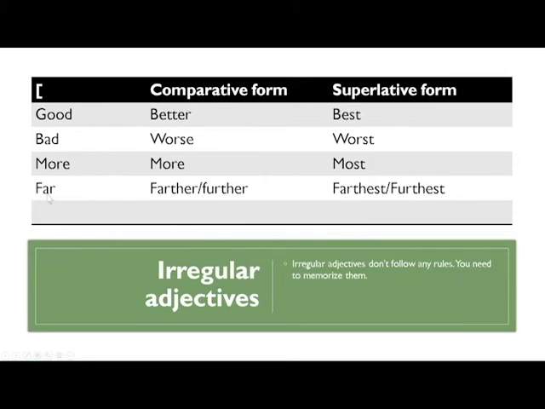And another example is far. Far is the opposite of near. Farther or further becomes the comparative form. There are two different forms of it. Both are correct. Farthest or furthest is the superlative form of the word far.